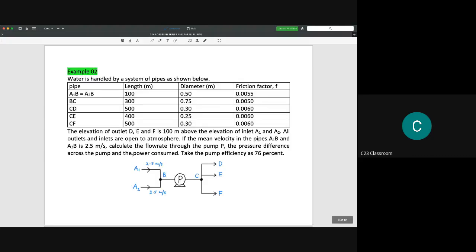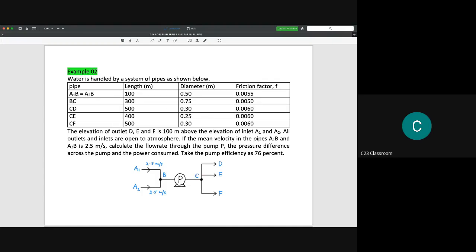Okay, so this is example 2. For example, we have one system like this. We have 2 inputs, and then they merge into one point at point B here, and it becomes one single pipe here, and then it enters the pump, and from the pump it comes out and splits into 3 outputs. And all the parameters are shown in this table.